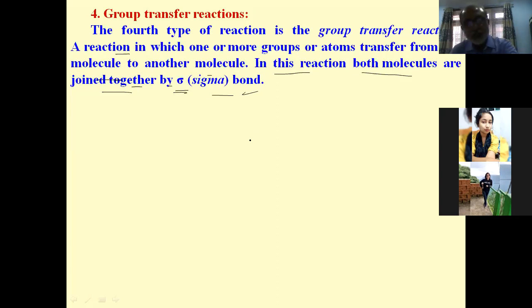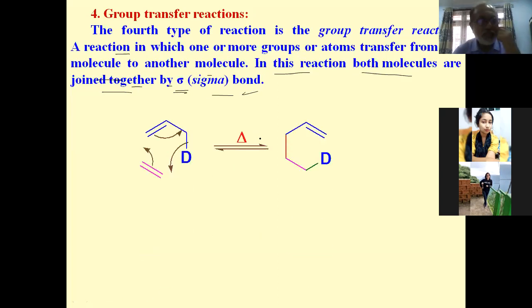One type of group transfer reaction is called the ene reaction. Again, this takes place thermally, under thermal conditions. Photochemical, no, this will take place under thermal conditions. And we have an allylic system here. This is not a conjugated diene here, but this sigma bond is broken. You see here, this sigma bond is breaking, and this new sigma bond is formed here. So this sigma bond is getting formed here.